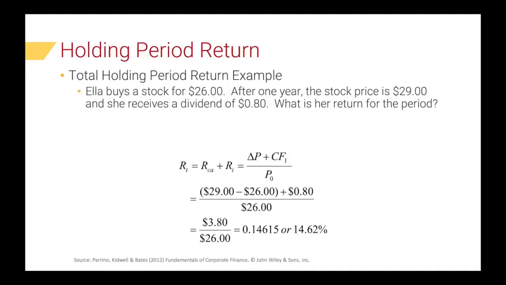Holding period return. Ella buys a stock for $26. After 1 year, the stock price is $29, and she receives a dividend of 80 cents. What is her return for the period? After reviewing this formula, we see that her return is 14.62%.